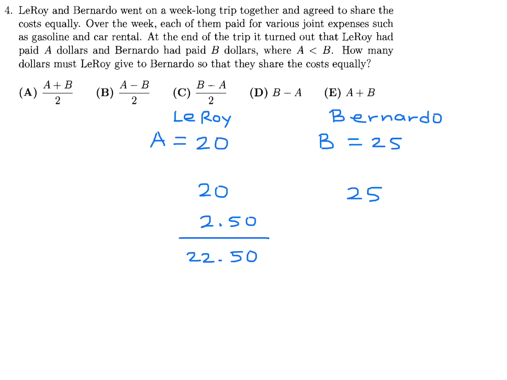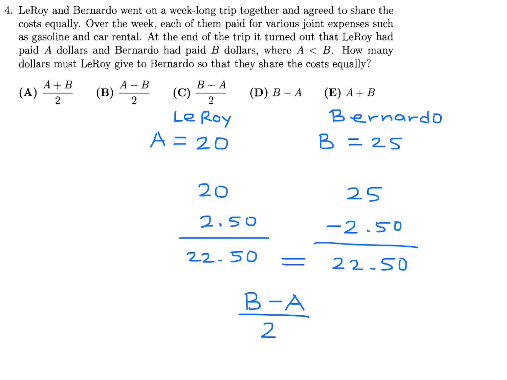And if he does that, now Bernardo, who had already spent $25, gets $2.50. So he now has recouped that $2.50. So he now has really only lost $22.50 in terms of how much he spent. And now they're equal. So in terms of A and B, we have to figure out what that was equal to. Well, it's obviously B minus A, which is $5, and then you divide that by 2. So number 4, the answer is C.